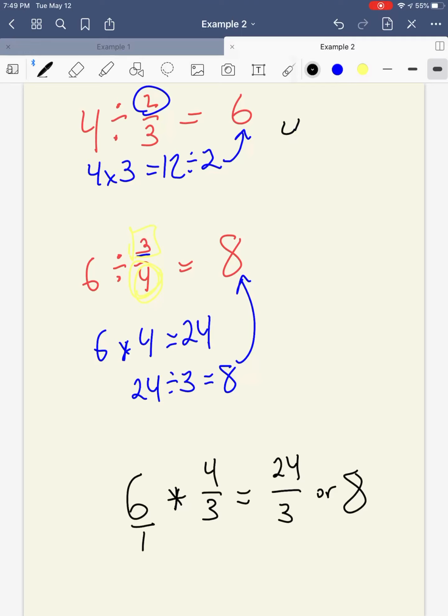And if I go back up to this top example, 4 times the reciprocal, so 3/2. 4 times 3 is 12. 1 times 2 is 2. 12 over 2, 12/2, I'm running out of room, is 6. So dividing with a fraction, what we're really doing is multiplying by the reciprocal.